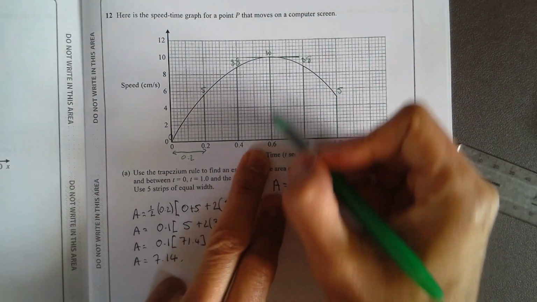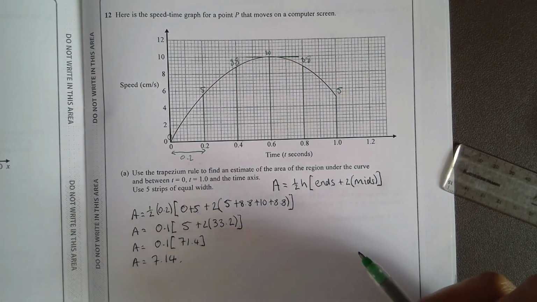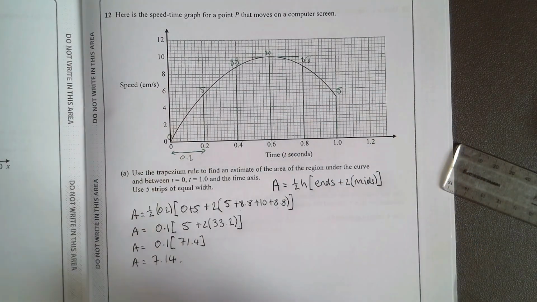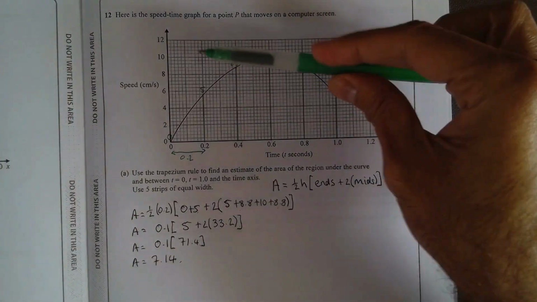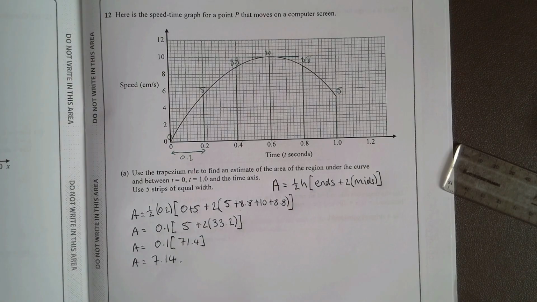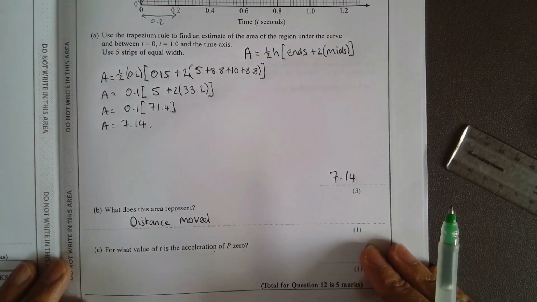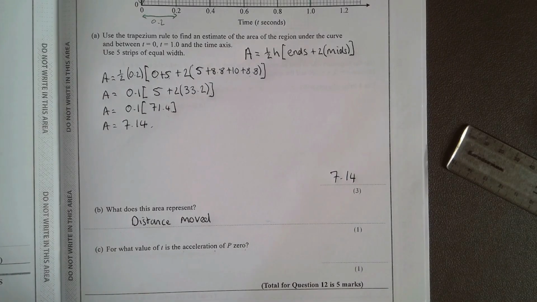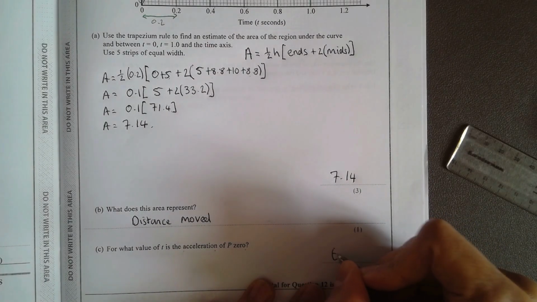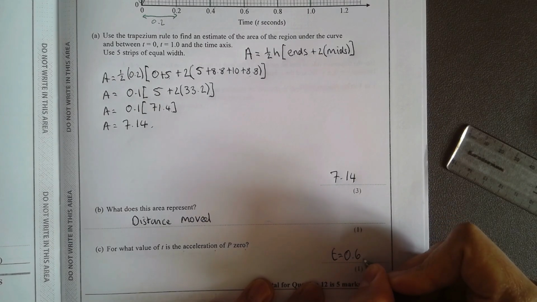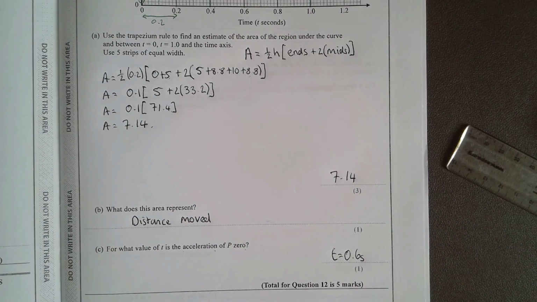And that's going to happen after 0.6 seconds. At 0.6 seconds, we're going to have a tangent that's horizontal, and therefore the acceleration is going to be 0. So over here, for my final part, I'm just going to say t is equal to 0.6 seconds. Okay, there you go. I hope you found that part of it useful.